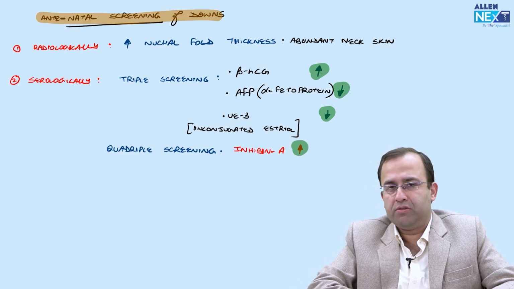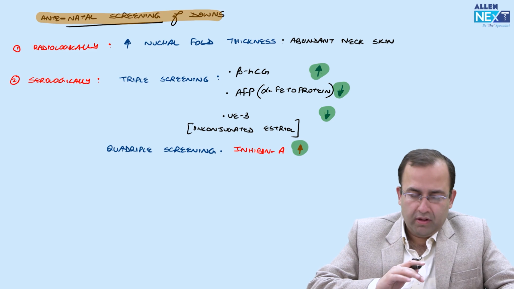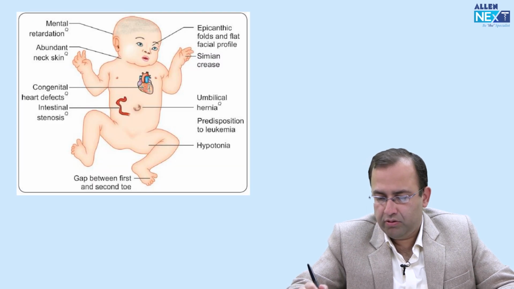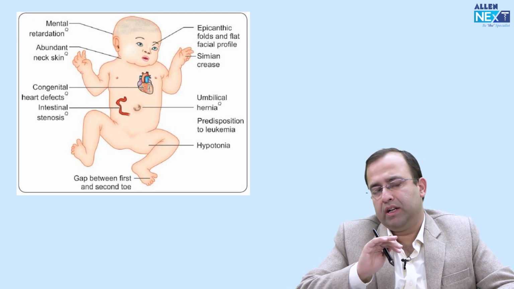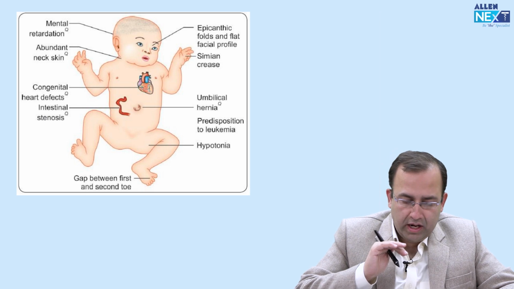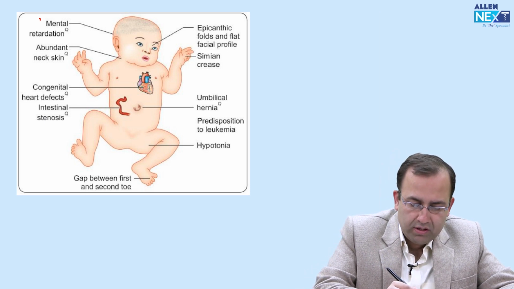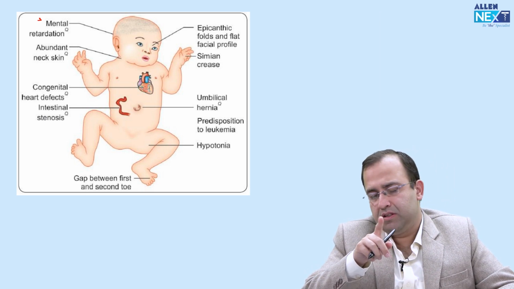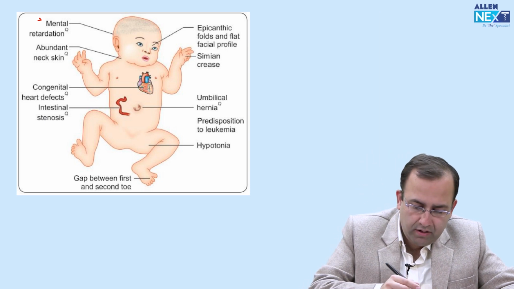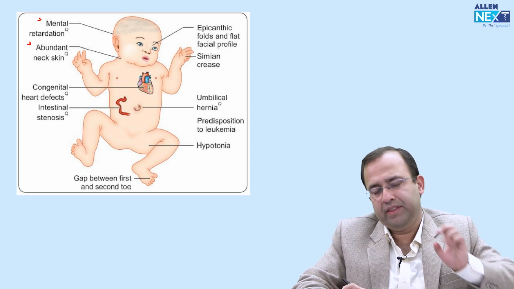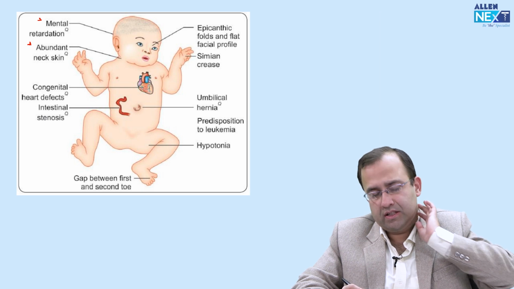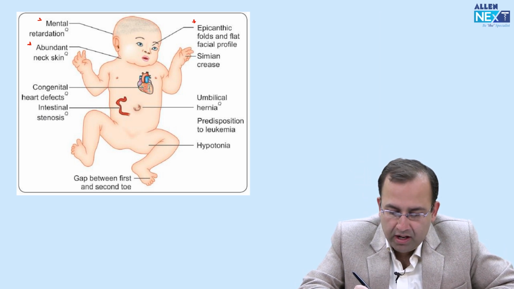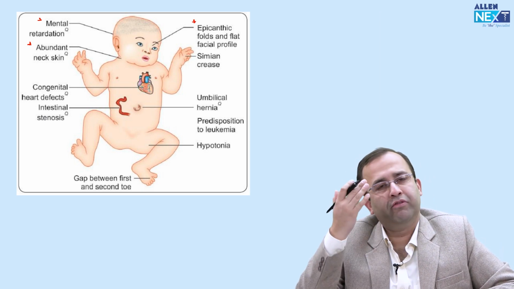Next point. Down syndrome clinically. Before we go further, have a look at this image. It is showing a child who is mentally retarded. Downs is the most common genetic cause of mental retardation, with abundant neck skin, increased nuchal fold thickness, epicanthic folds, and a flat facial profile.